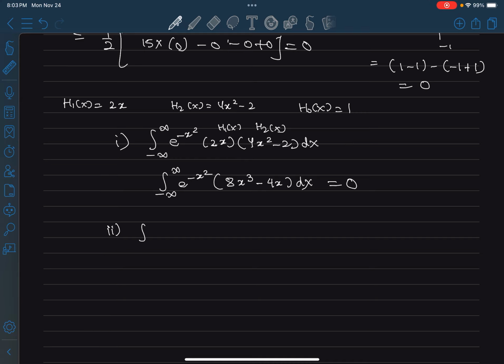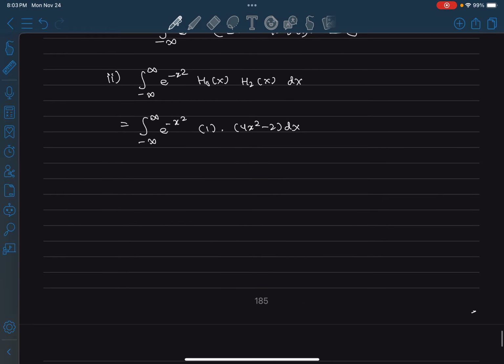the integral from minus infinity to infinity of e to the power minus x squared, H naught of x with H2 of x. Okay, so this will be the integral from minus infinity to infinity of e to the power minus x squared. This is just 1 and that's just 4x squared minus 2 dx, right? So now this becomes the integral from minus infinity to infinity of e to the power minus x squared. Wait, I'm writing the same thing.